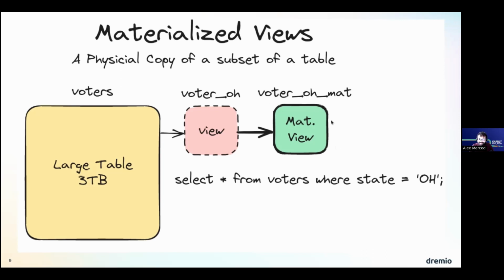Now, when I scan this, it's only going to scan that subset. So it's going to be much faster, because it's already starting with just the Ohio voters instead of starting with the full table. That's good, but here's the thing. You need to know about this.